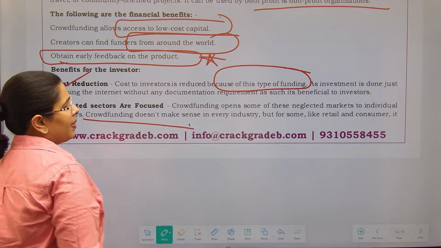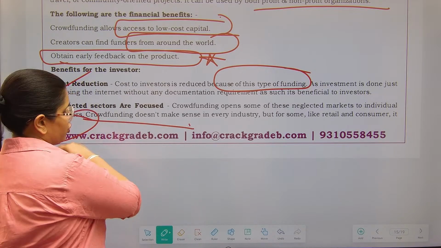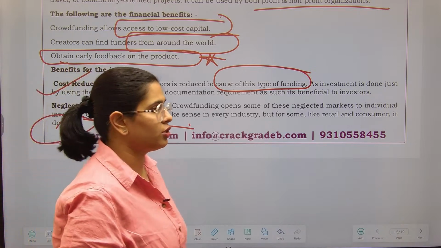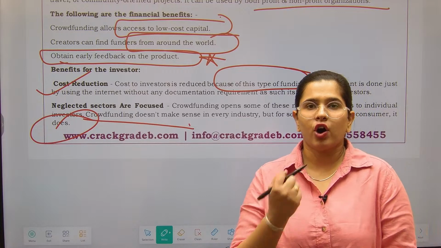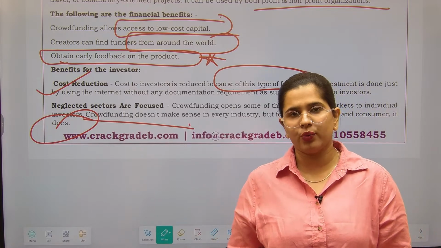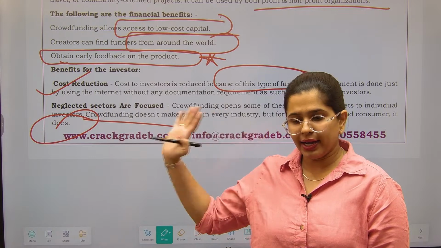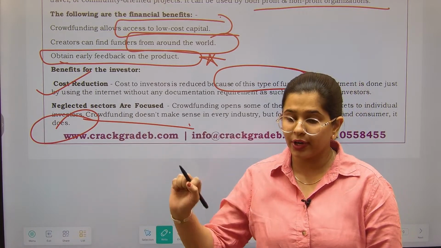So crowdfunding doesn't make sense in every industry, but for some, like the retail industry or the consumer industry, it does, because the retail and consumer industries run on a wide customer base. So if you have a wide customer base, a wide support base, that is how you can perform, right? So not in every kind of area will it be functional, but yes, in some areas it is going to do wonders.